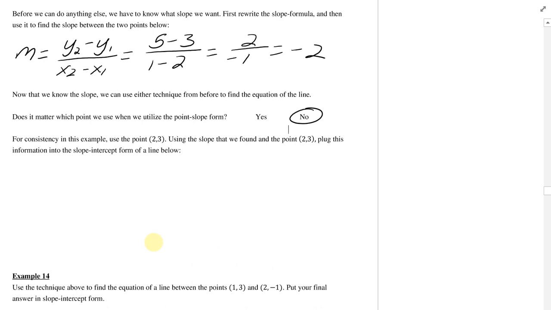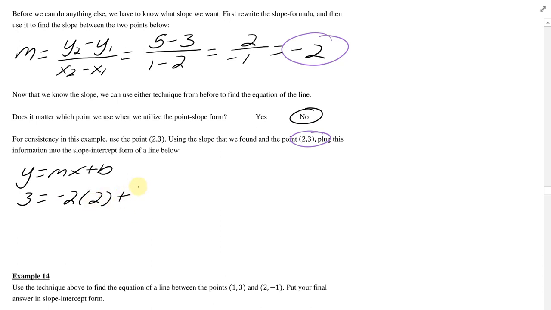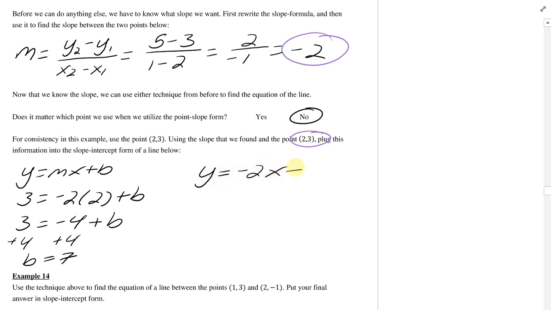So I've now got my slope and my point. So I'm going to plug this into my desired equation for a line. So let's see, I'll just use y equals mx plus b. So let's see, this will be 3 equals negative 2 times 2 plus b. So this is 3 equals negative 4 plus b. And then I can add 4 to each side, so I get b equals 7. Okay, so now I can rewrite this in y equals negative 2x plus 7 form.